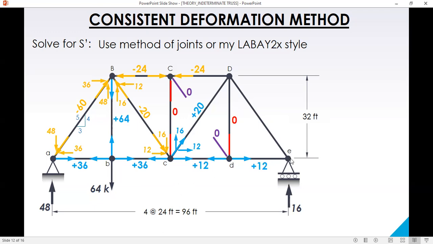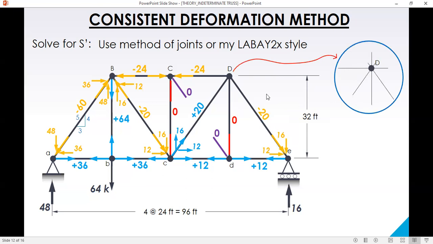Next, we move to joint E. Transfer 12. And then component 16 will be balanced by this component 16. Same ratio. This is 12 also. So check horizontal balance. And to make sure it is correct, we will check joint D.